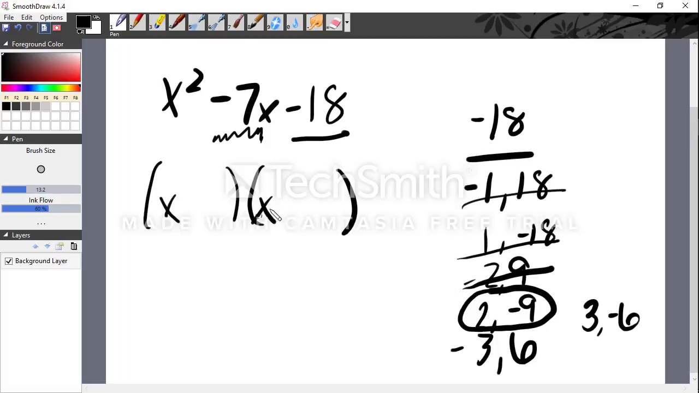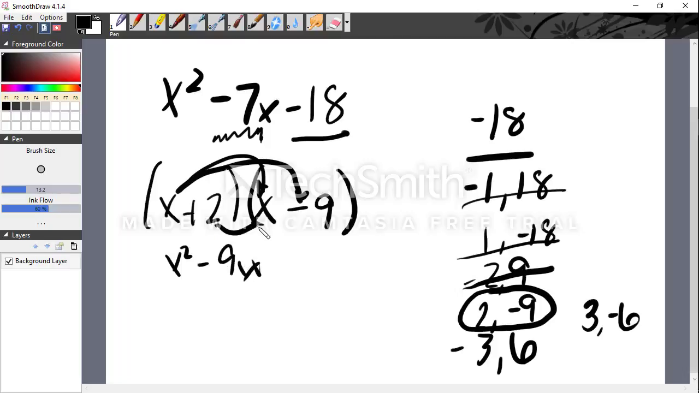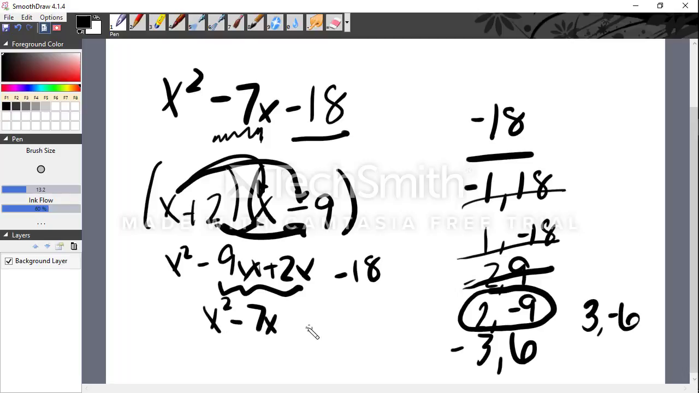So I'm going to need x and x to give me x squared. I need plus 2, and I need a minus 9. And as an exercise, we can FOIL this out and see how it works out. So I get x times x, that gives me x squared. X times negative 9 gives me negative 9x, then 2x, and minus 18. Again, these are like terms, so I can combine them and get that negative 7x. So our method actually works.